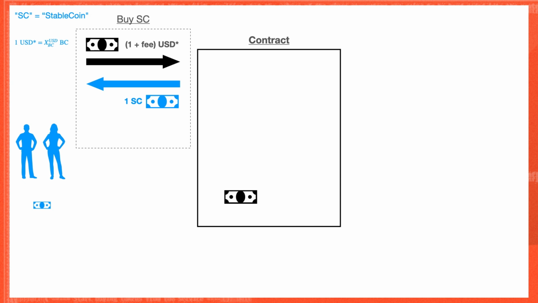And of course, you cannot send actual dollars to the contract because dollars don't exist on the blockchain, right? So instead, what you send is an equivalent amount of base coins, where the base coin is either ADA or ERG, depending on whether you're using Cardano or Ergo. And the conversion rate, this X USD BC, is provided by an oracle. So the price of the stablecoin usually is going to be $1 in base coins.